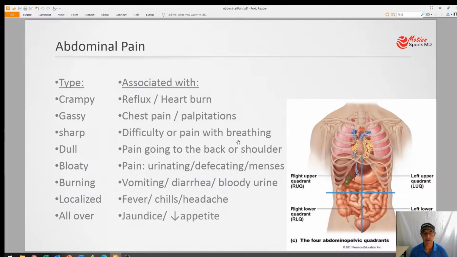And they usually like to do the pain scale, 0 to 10, where 0 is no pain, 10 is the most pain they've ever had. Pain going to the back, or does it go to the shoulders? Is the pain worse with urinating or defecating or menses? Is there vomiting? Is there diarrhea? Is there bloody urine? Fevers, chills, appetite changes, headache, and or jaundice?